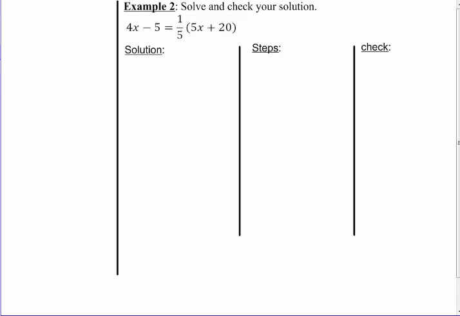Next problem, we're going to solve and check our solution. So we have 4x minus 5 equals 1/5 times the quantity 5x plus 20. So if we remember our steps, the guidelines, first was to eliminate parentheses, and we do have parentheses in this case, and so there's two ways to approach it. You can use distributive property or multiply the reciprocal. If the two numbers in the parentheses can be divided by the denominator of the fraction, then using distributive property works very nicely. So in this case, 5 can be divided by 5, and the 20 can be divided by 5. So we are going to go ahead and distribute the 1/5, and then we'll distribute.